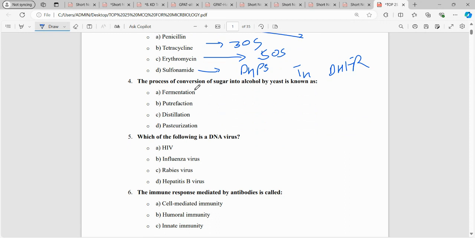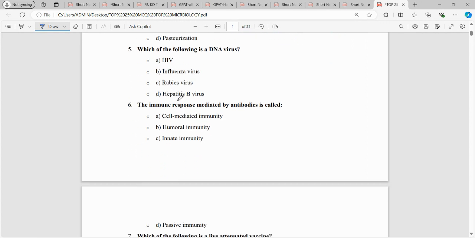The process of conversion of sugar into alcohol by yeast is known as fermentation. By fermentation, you convert sugar into alcohols using a suitable bacteria or suitable yeast like Saccharomyces cerevisiae. It is a baker's yeast or a brewer's yeast, correct?